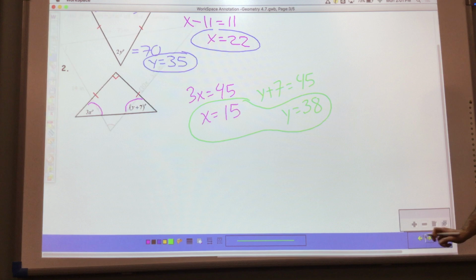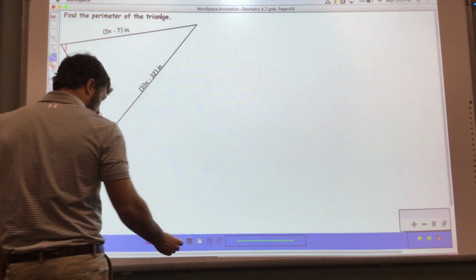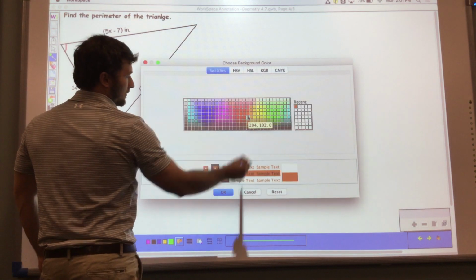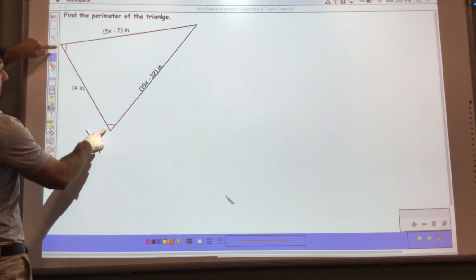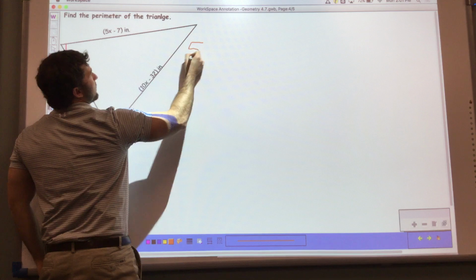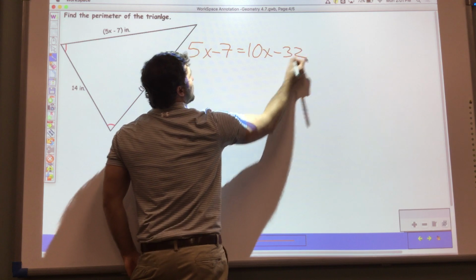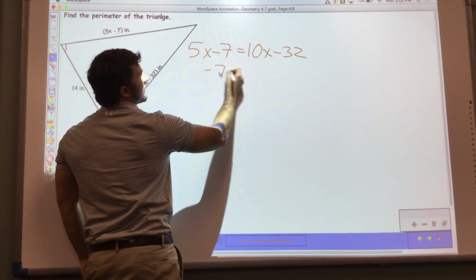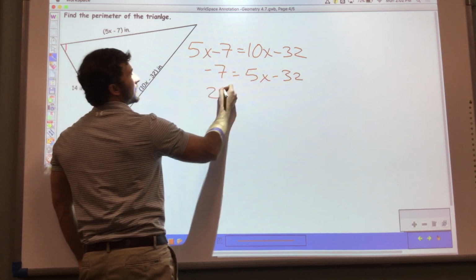Pretty simple stuff. We're going to throw in one last example: find the perimeter of the triangle. Perimeter is all the sides added up. I can add all these sides up, but I'll still have x's in it. But I do have base angles that are the same, so if I go opposite, these two sides should be the same as well. That would be 5x minus 7 equals 10x minus 32. Negative 7 equals 5x minus 32. We add 32 to the other side and get 25.